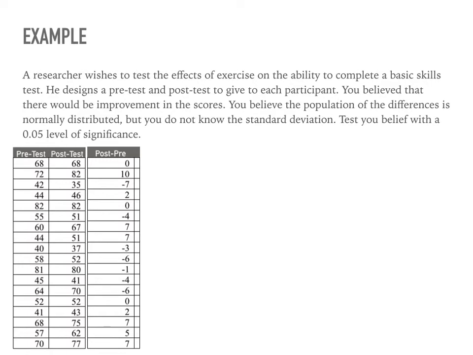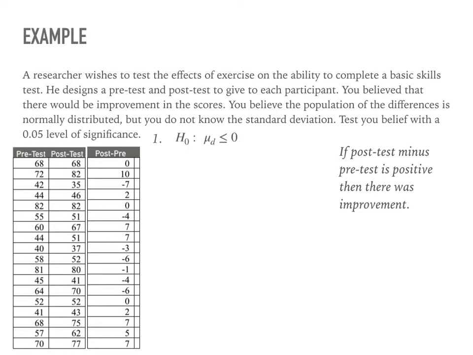So doing post-test minus pre-test, we end up with 0, 10, -7, 2, 0, -4, 7, 7, -3, -6, -1, -4, -6, 0, 2, 7, 5, and 7. Now, if post-test minus pre-test is positive, that would mean that there was improvement. So that helps us write our hypotheses.